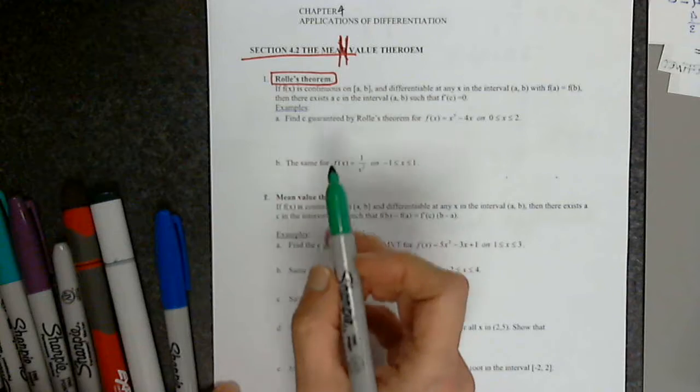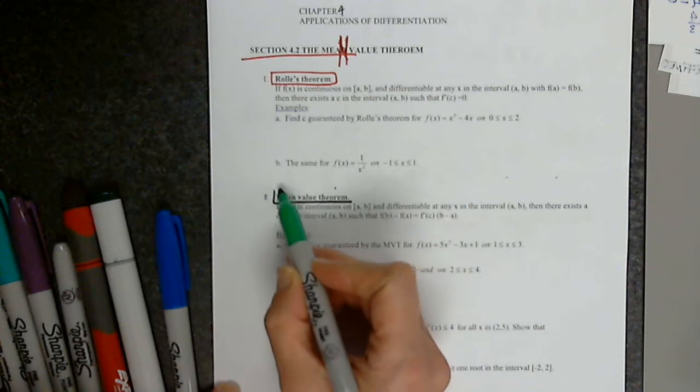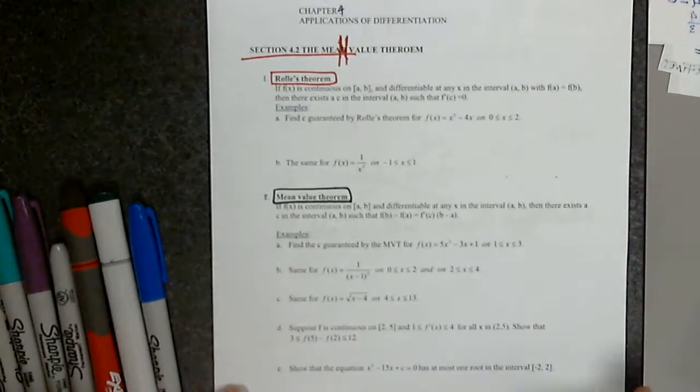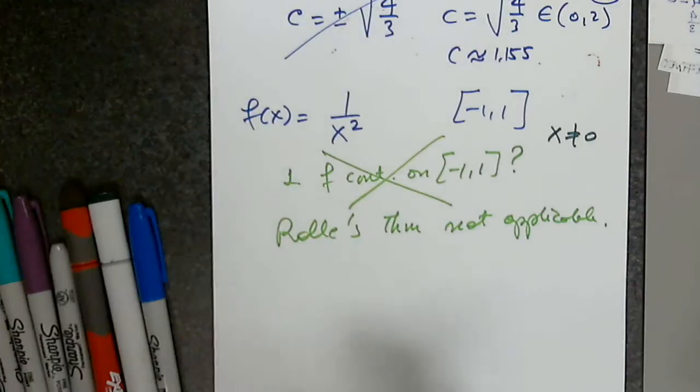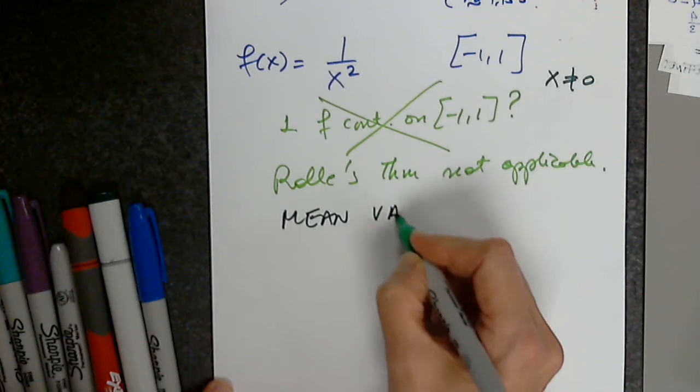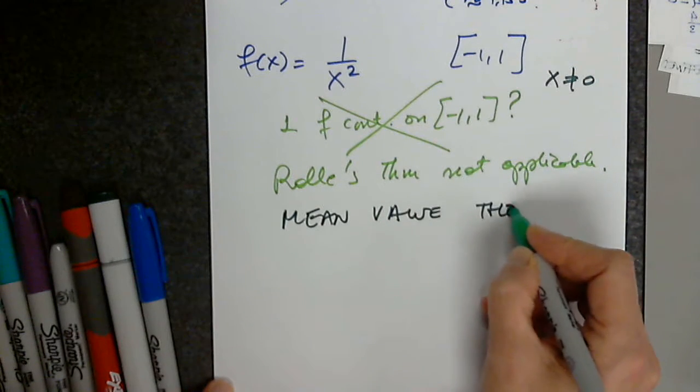Based on Rolle's theorem, the mean value theorem was developed. A little bit more relaxed theorem. Okay. So let's talk about the mean value theorem.